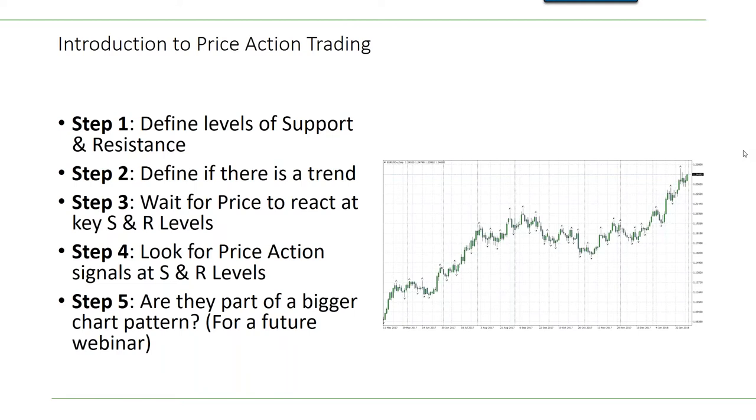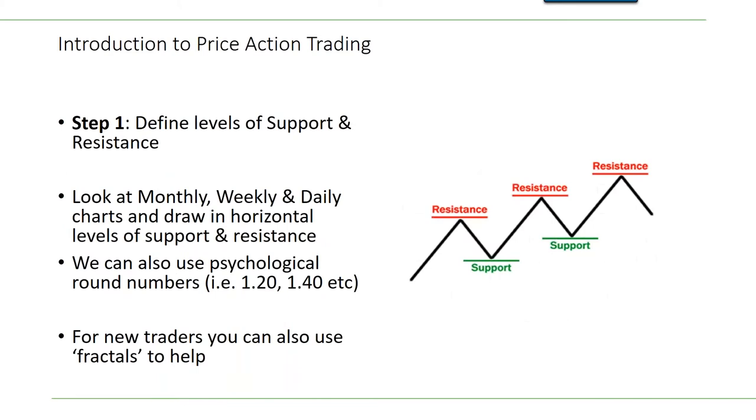Then step three, I'm looking for a confluence of events, and part of that is about waiting for price to see how it reacts at those particular levels. When we see price reacting at those levels, it might provide us with a few very simple price action signals that allow us to make that trading decision to be a buyer, a seller, or sit on our hands. And step five is whether it's part of a larger chart pattern, which is not something I'm going to touch upon tonight. We'll look to cover that as a follow on in future webinars. But even just following these first four steps will give you a fantastic, simple process to get you started tomorrow in looking at markets through the prism of price action trading.